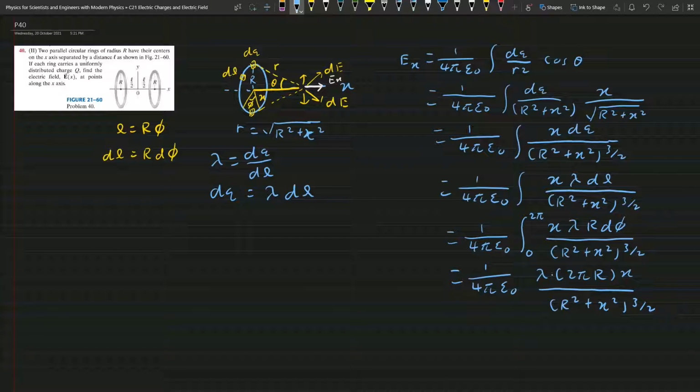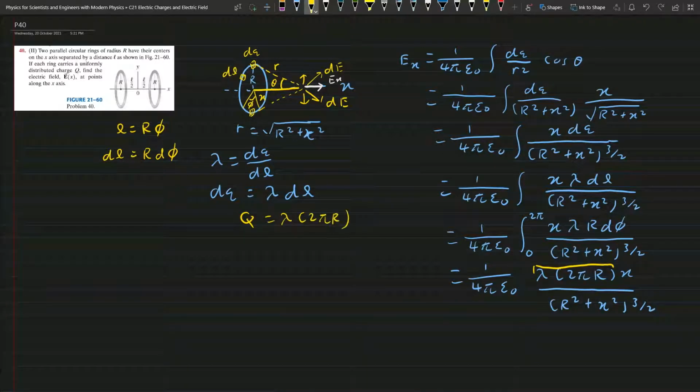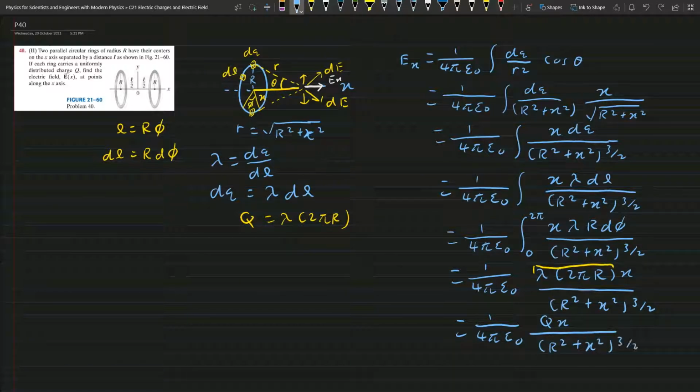One thing you can see is that this lambda 2 pi r here is actually the total charge, let's call it Q. Q is the total charge, equal to lambda 2 pi r. So here this is 1 over 4 pi epsilon times Qx over R squared plus x squared to the 3 over 2.